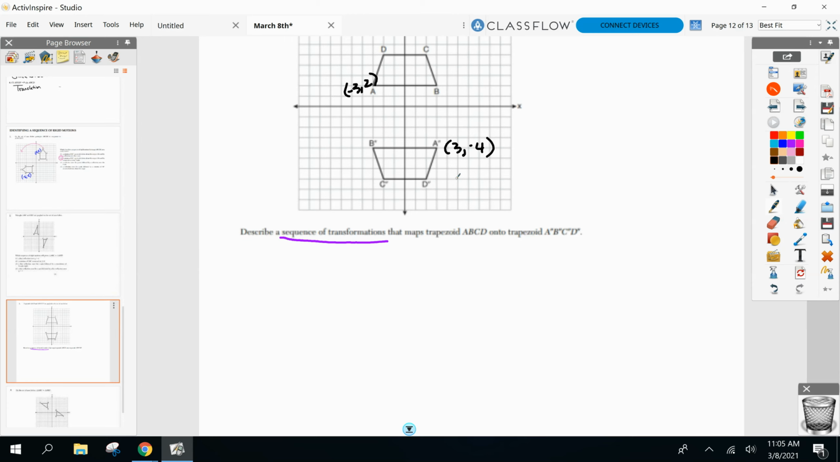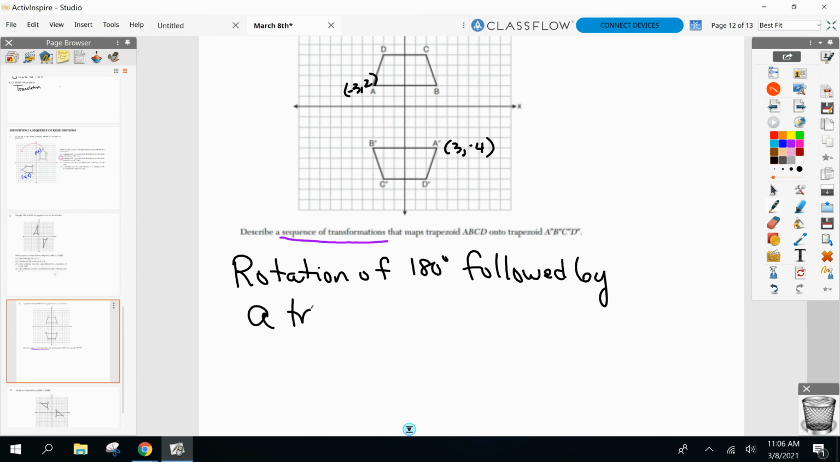All right, here's what I had anyway. Let me just show you how to write it in words, and then I'll write it as a composition. I have a rotation of 180 degrees, followed by a translation down 2. There was no right or left for me. I just went down 2. I didn't have to go right or left.